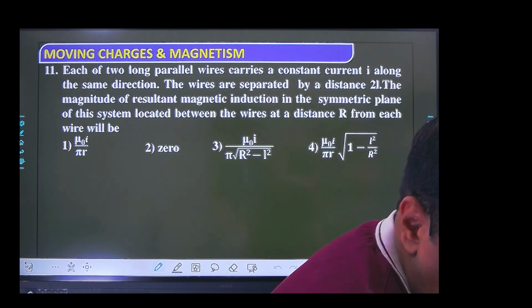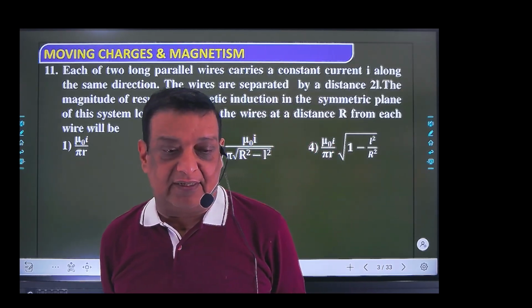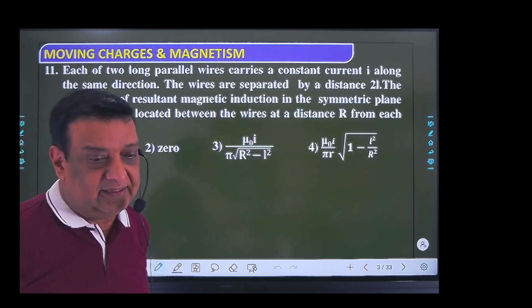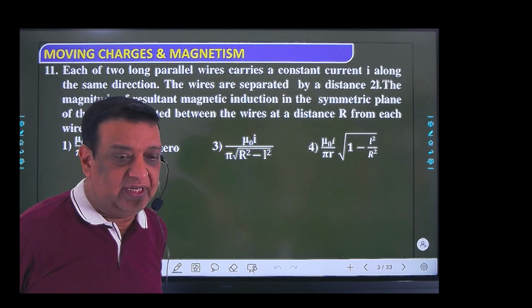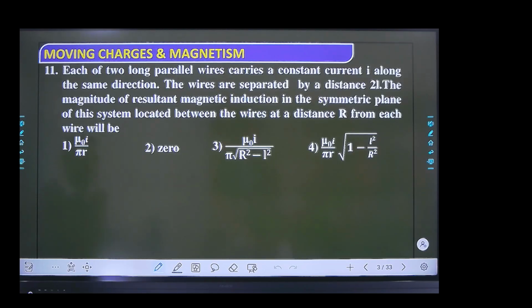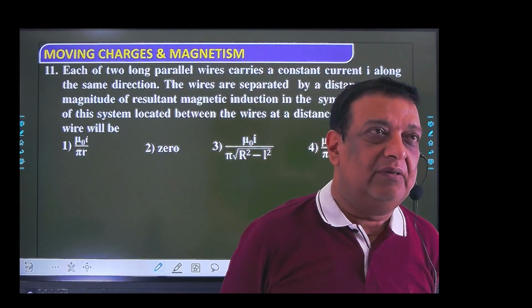See the first question. Here two long parallel wires carry constant current I along the same direction. The wires are separated by a distance 2L. The magnitude of the resultant magnetic induction in a symmetric plane of the system, located between the wires at a distance r from each of the wires.